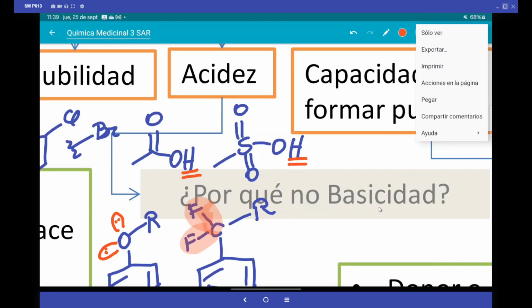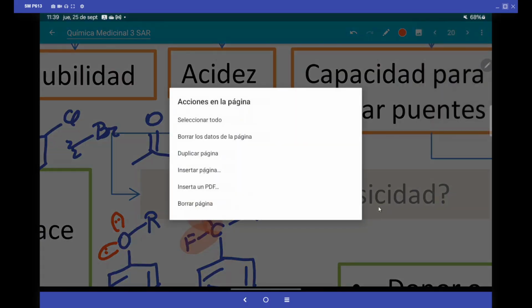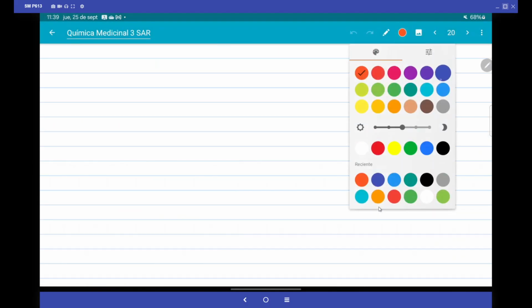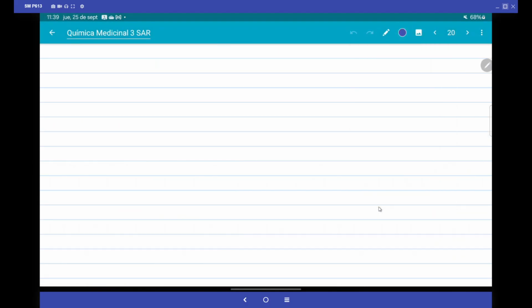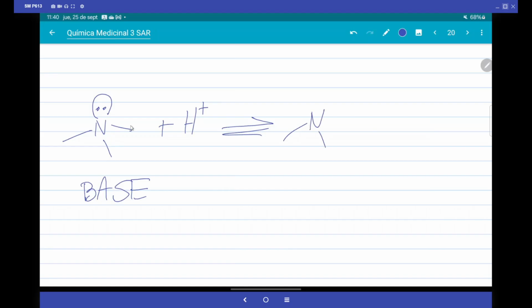Well, what happens in the case of basicity? Can you replace a basic function by another? It is very difficult at the medicinal level for the following reason: the base par excellence is nitrogen. What else can be protonated as nitrogen does in the middle of the body? Practically nothing. That proton capture is very difficult to get, you will say. But there is something similar to nitrogen, for example, phosphorus.